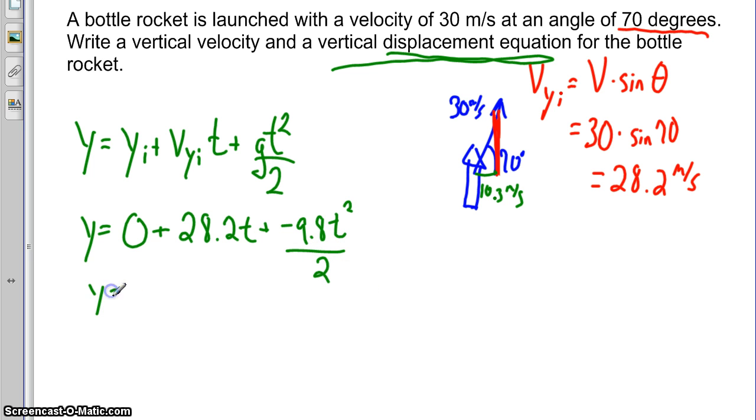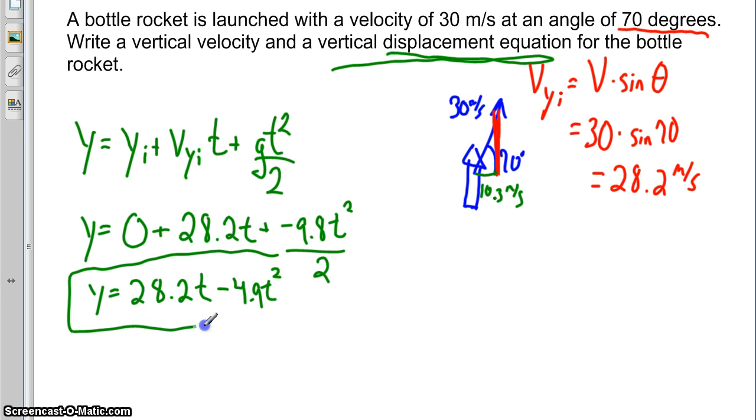Well, I can simplify a little. I'm going to drop the 0 because I don't really care about 0. So I get 28.2 times t. And I can go ahead and take negative 9.8 and divide it by 2, and I get negative 4.9 t squared. Again, it may not look like it, but that's the answer I really care about. It's supposed to be a y. So this, again, describes the height. This describes the vertical displacement or the height at any time.